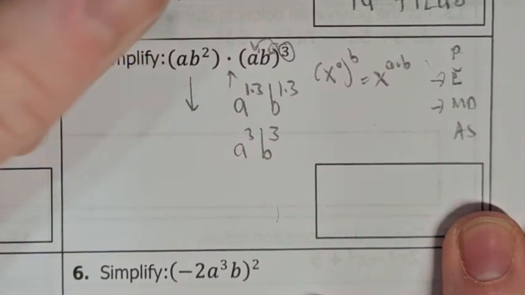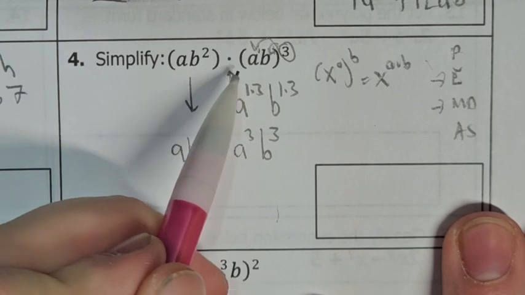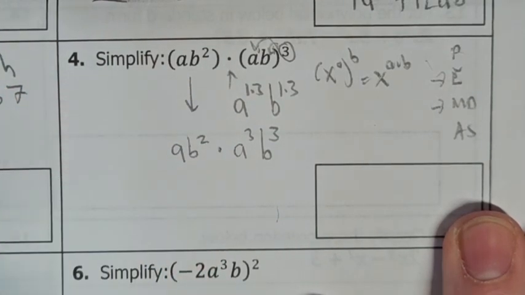Then I'm going to bring down this ab squared, and remember that we are multiplying between this term and this term, so we're going to be taking ab squared times a cubed b cubed. And from our earlier problems, we learned that when we are multiplying variables together, we add their exponents.